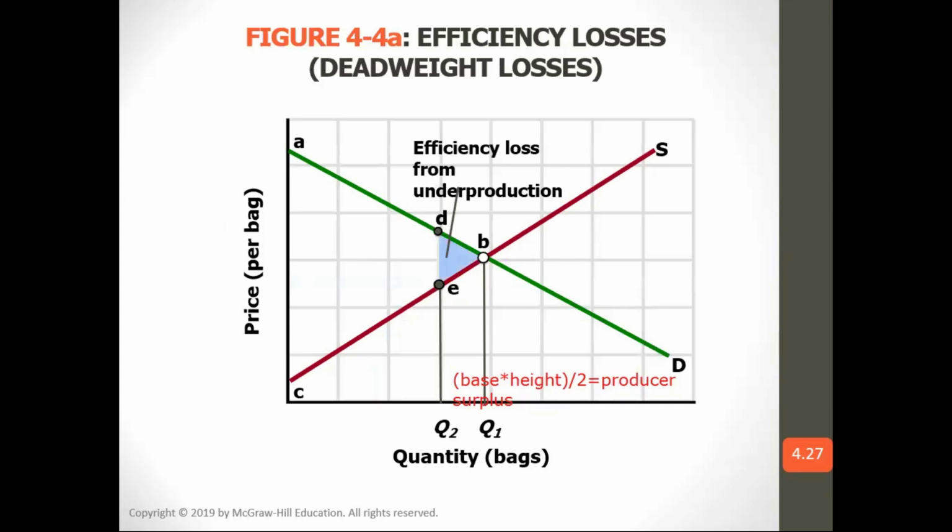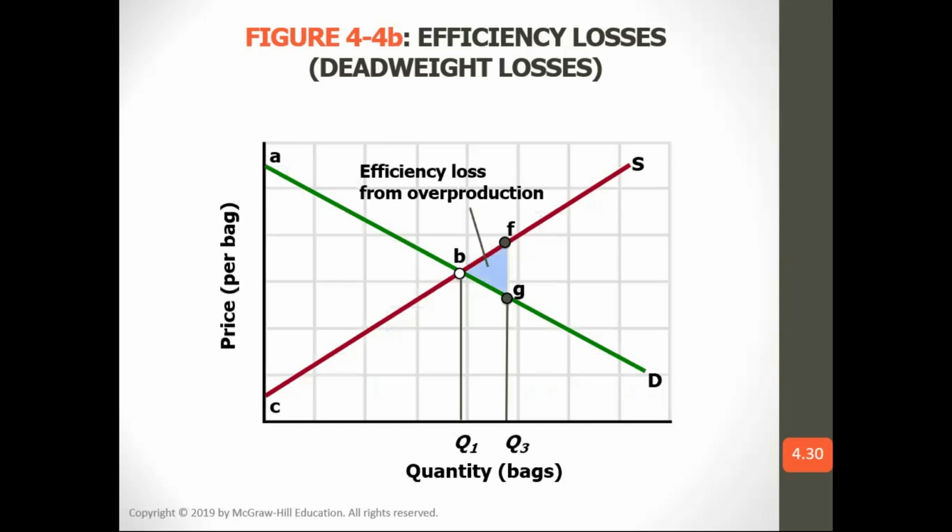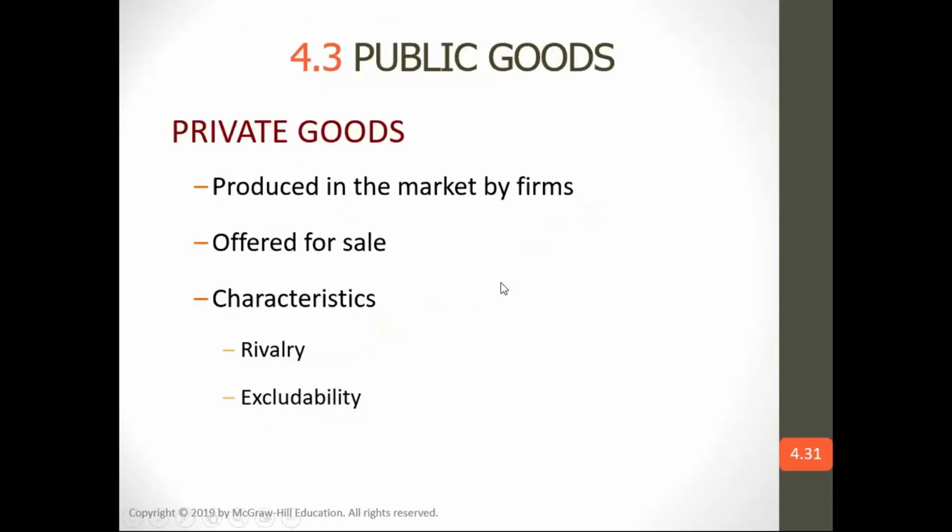And then the efficiency loss here: this is when you produce less than efficient, and you lose this triangle area. If you produce too much, you lose this triangle area. So you may produce more than efficient, and then you lose this area of the triangle.